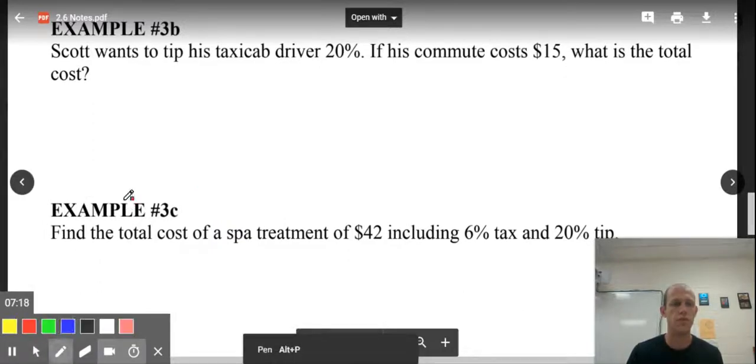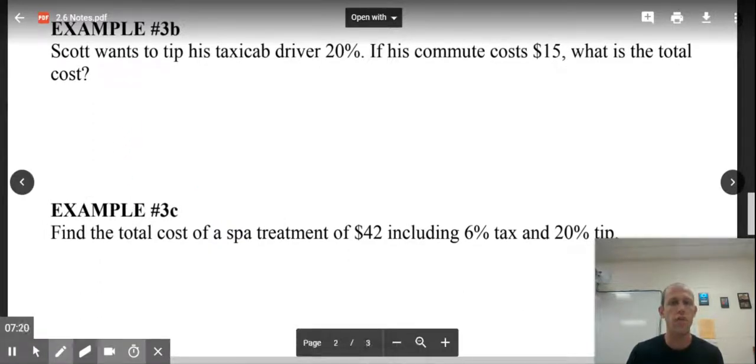Let's try another example. For this one, I'm going to just do the split up method, the one in green that we've been doing. Scott wants to tip his taxi cab driver 20% if his commute costs $15. What is the total cost? So 15 times the 20% tip, which is the number 0.2, would give us $3. And then I will take our original and add $3 to it to give us 18. So he will pay the driver $18.